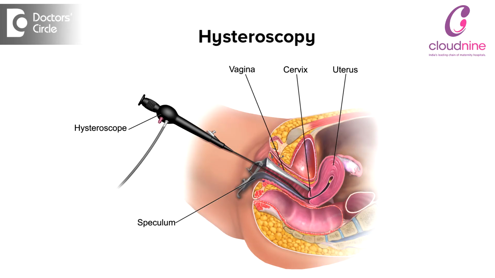Hysteroscopy would also be a very important diagnostic tool in this manner. Endometrial sampling, which is mandatory in a woman aged 40 years and above to rule out malignancy, and also below 40 years if the endometrial thickness is 12 millimeters or above.